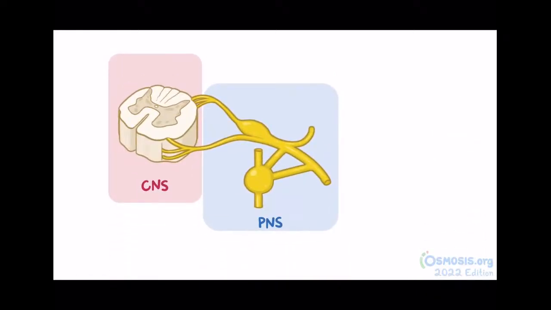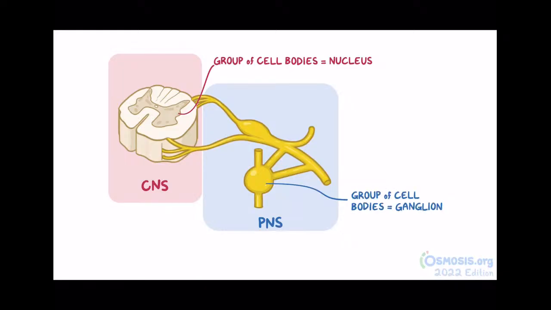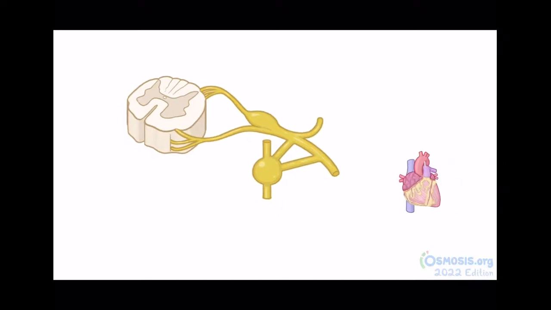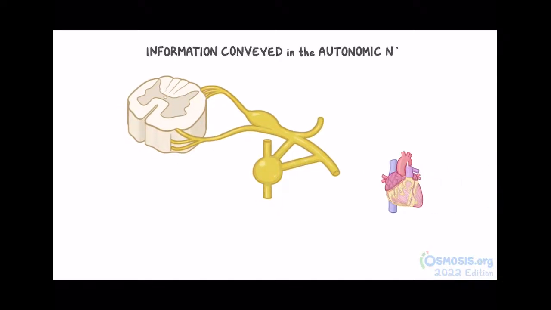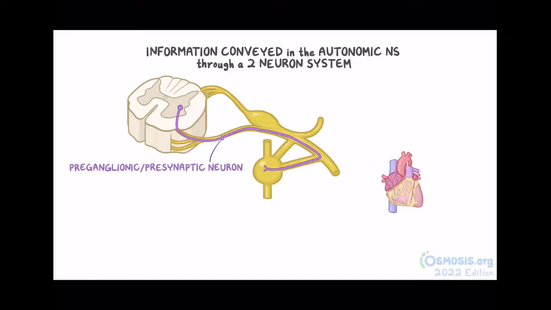Okay, now let's discuss how information from the sympathetic and parasympathetic nervous systems communicate through the central nervous system. Remember that a group of cell bodies in the central nervous system is called a nucleus, while a group of cell bodies in the peripheral nervous system is called a ganglion. Now, information that's conveyed in the autonomic nervous system passes from the CNS to its target organ through a two-neuron system. The first neuron sending a signal from the central nervous system is called a preganglionic or presynaptic neuron, and the second neuron that the preganglionic neuron synapses with is called a postganglionic or postsynaptic neuron.